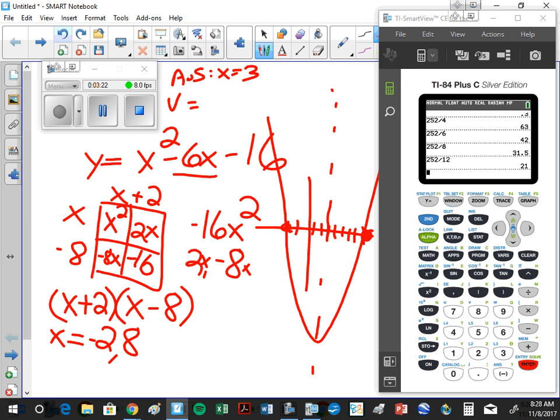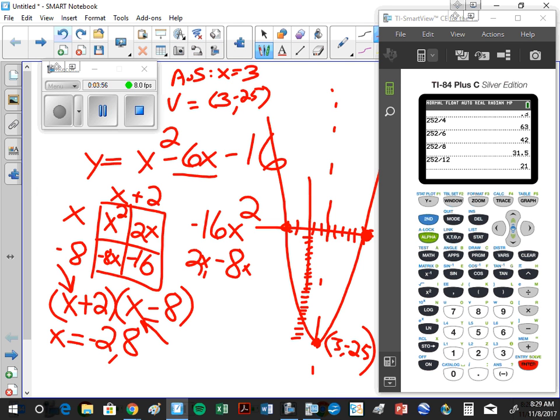How do I find the vertex? I plug 3 into the equation. I know the x value is 3, so down here I'm going to put 3 in there and 3 in there. 3 plus 2 is 5, and then 3 minus 8 is negative 5. What is positive 5 times negative 5? Negative 25. So way down here, this point is 3 comma negative 25.